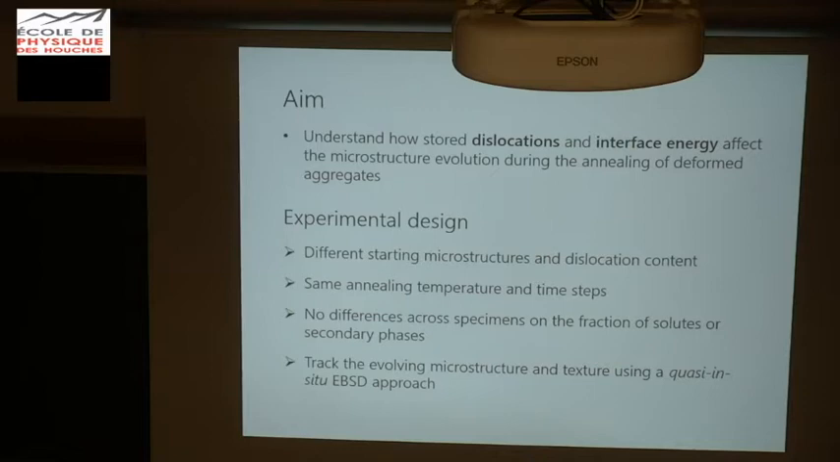First, we start with the same material but with different starting microstructure, that is, dislocation content. We apply the same annealing temperature and time steps for all the samples. In principle, there are no differences across specimens in the fraction of solutes or secondary phases. And we track the microstructure and texture using a quasi-in-situ EBSD approach.